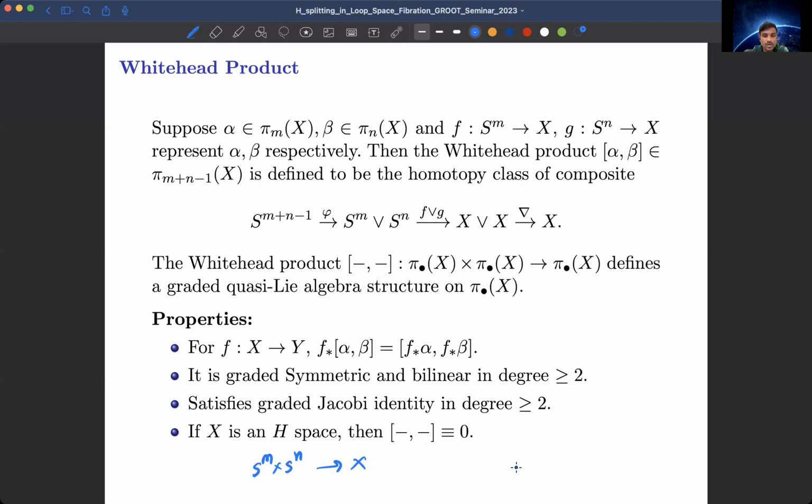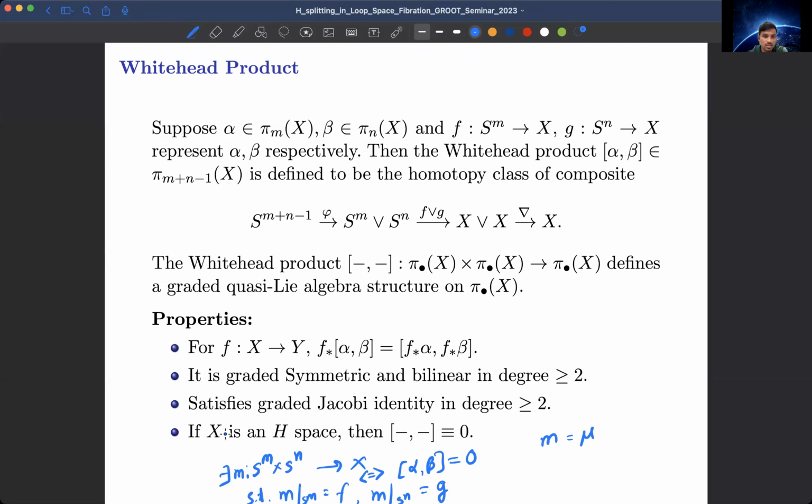So this is an if and only if condition: let's say the bracket of alpha and beta is 0 if and only if there exists a map M from S^m cross S^n to X, such that if I restrict my M to this S^m, that is the representative of alpha, let's say F, and if I restrict my M to S^n, that will be the map representing beta, say G, as in this notation.